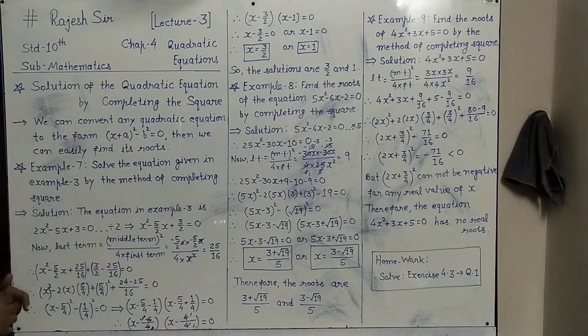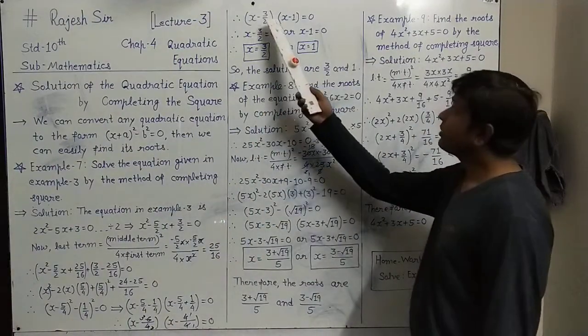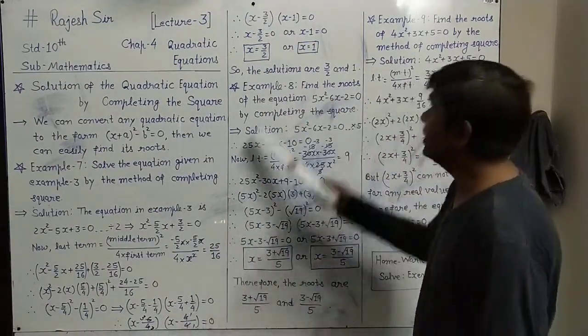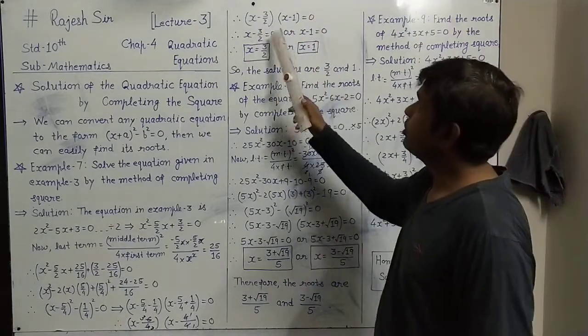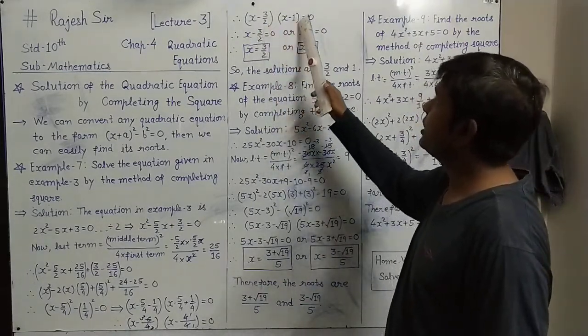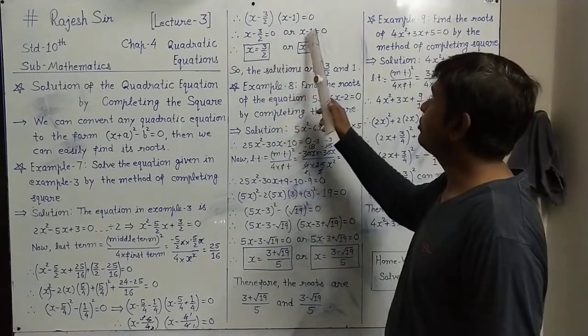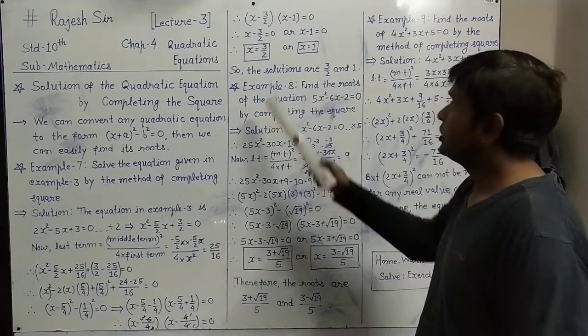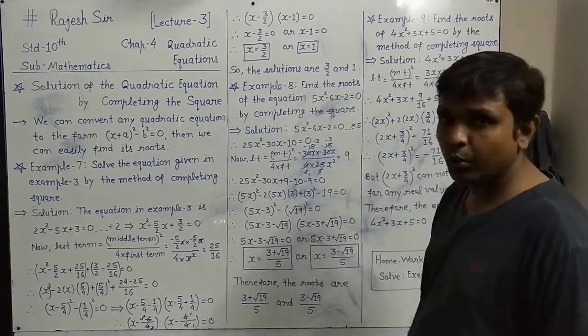So in the bracket how much is remaining here? x minus 3/2 and second bracket x minus 1 equal to 0. Now equate both the brackets with 0. x minus 3/2 equal to 0 and x minus 1 equal to 0. So from this we can get x equal to 3/2 and from this we can get x equal to 1. So this way the solutions are 3/2 and 1 by the method of completing the square.